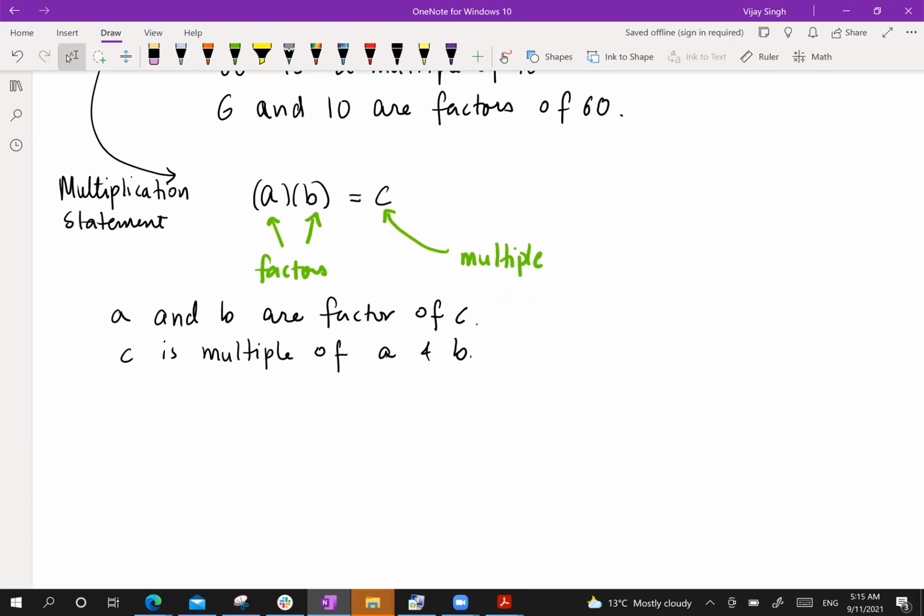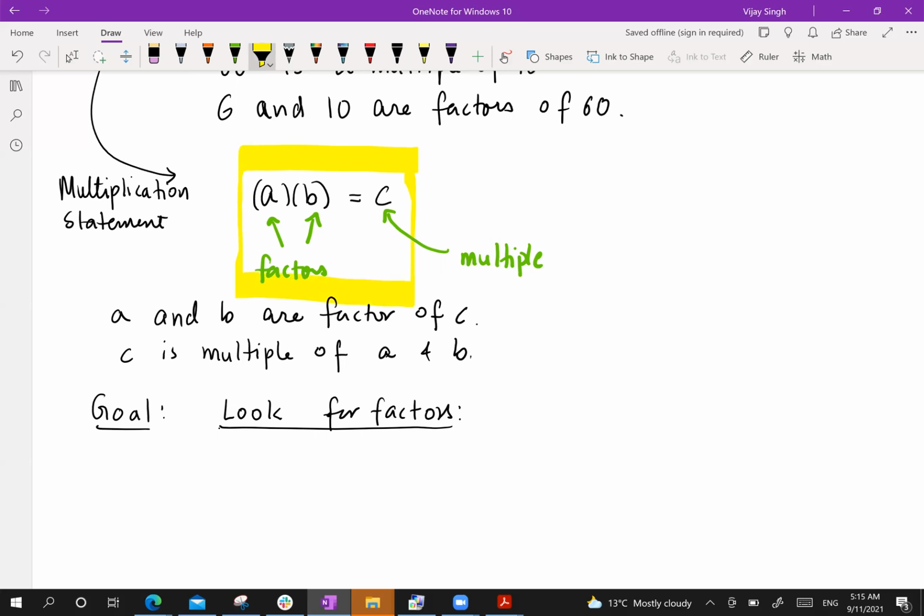Now, our mini goal rather, is to look for factors. So let's read this statement again: A is a factor of C. What does it mean? It means there is some natural number B such that A times B is C. So we can write the definition now. A non-zero whole number, or you can say non-zero natural number, because a non-zero whole number is a natural number, right?